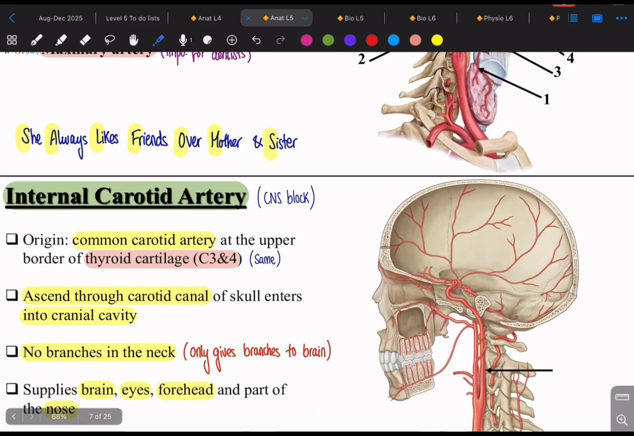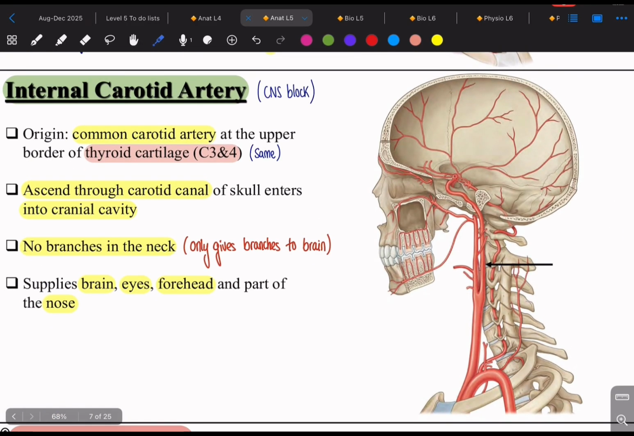Now let's move to the internal carotid artery. For the internal, what do we need to know? It's very simple. We just need to know the origin. We said the origin is the same as the external. Which is what? It's going to be the common carotid artery at the thyroid cartilage, C3 to C4. It's the same thing. And then it's going to ascend through the carotid canal and reach the skull and enter into the cranial cavity. So it's going to go into the cranial cavity, and it's going to give branches to where? To the brain.